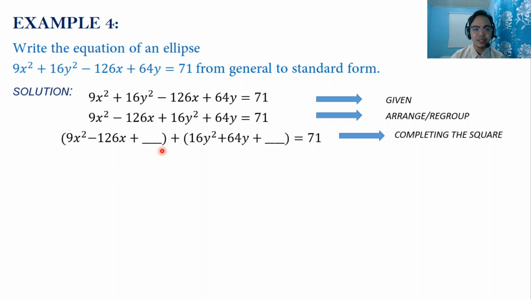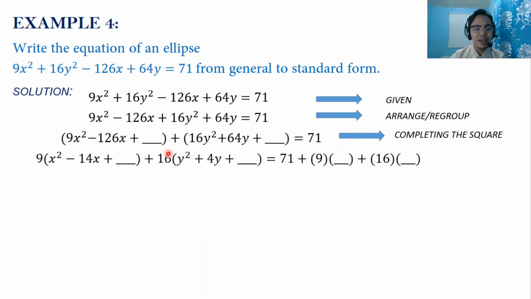But, before we proceed to the computation of C, A must be equal to 1. So, since A is not yet equal to 1, what are we going to do? So, we're going to get the GCF. Okay? Because 9 and 126 are both divisible by 9, so we can put out 9 as our GCF. So that will be 9 times x squared, that is 9x squared, and 9 times 14 is 126. Likewise, in our second term, they are both divisible by 16. So 16 times 1 is 16, 16 times 4 is 64.